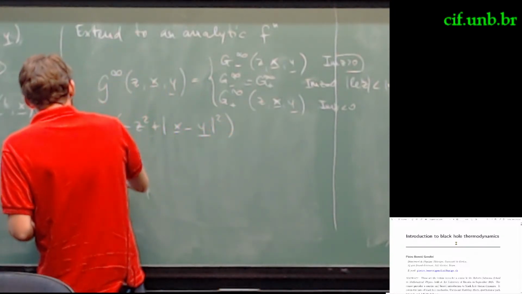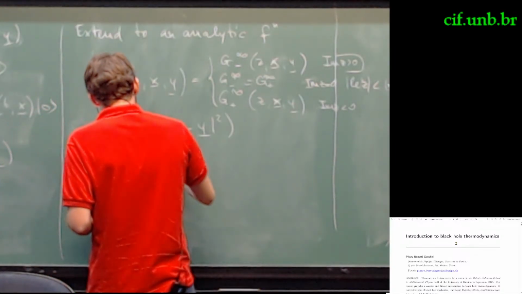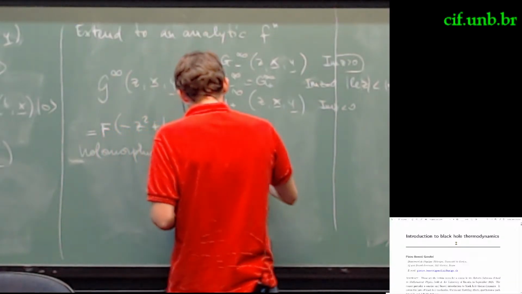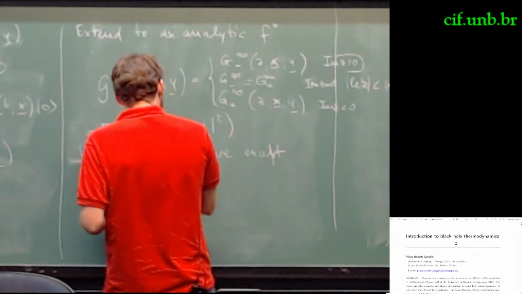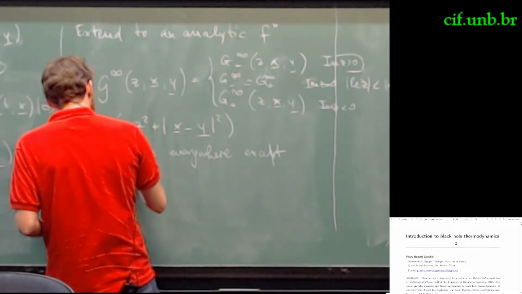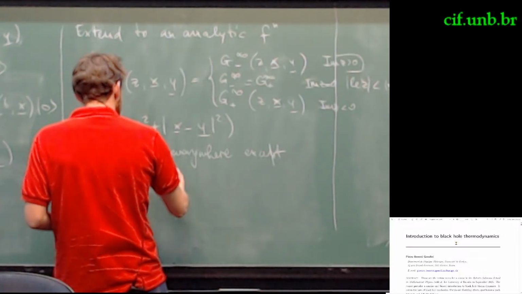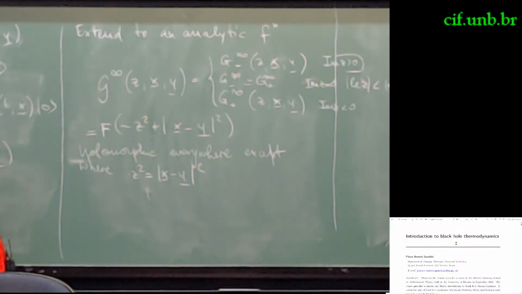That is holomorphic, analytic, holomorphic everywhere except when modulus of z squared is equal to x minus y. These are the two poles that I have here.